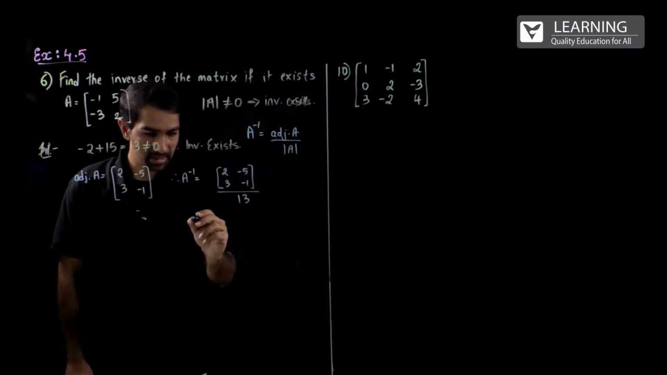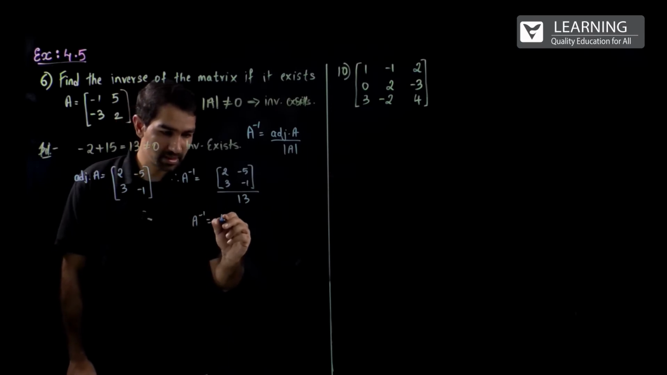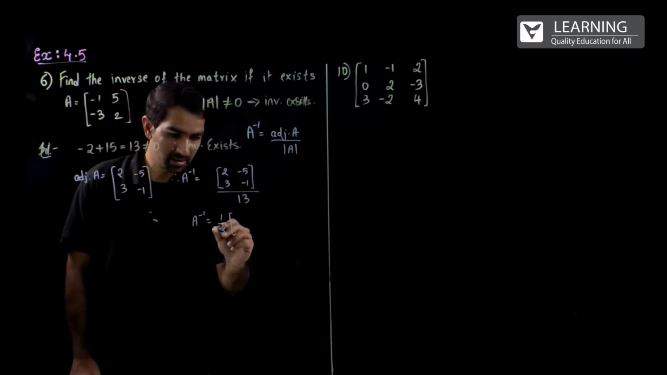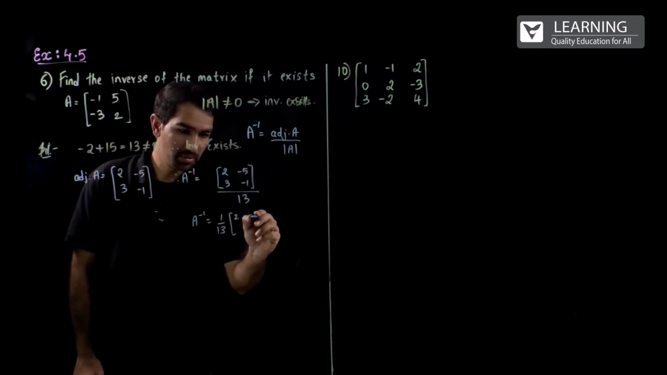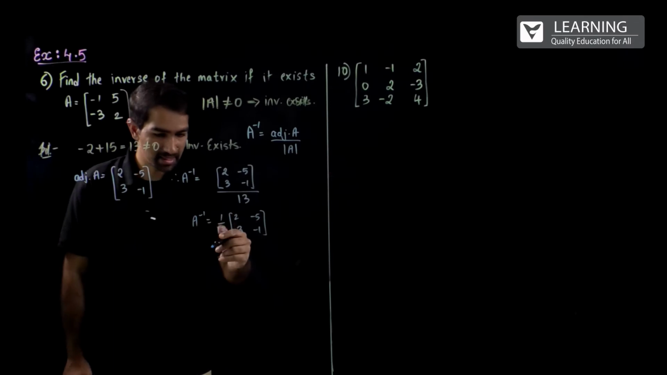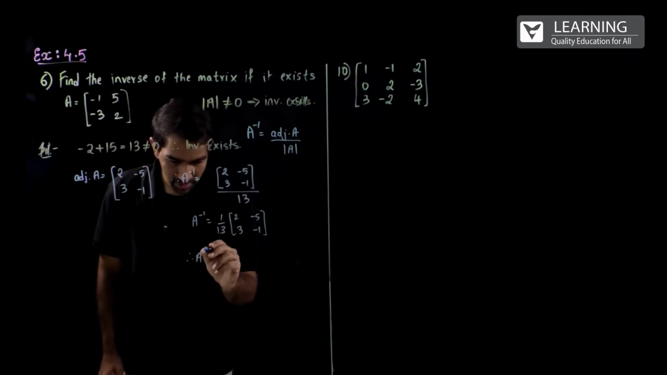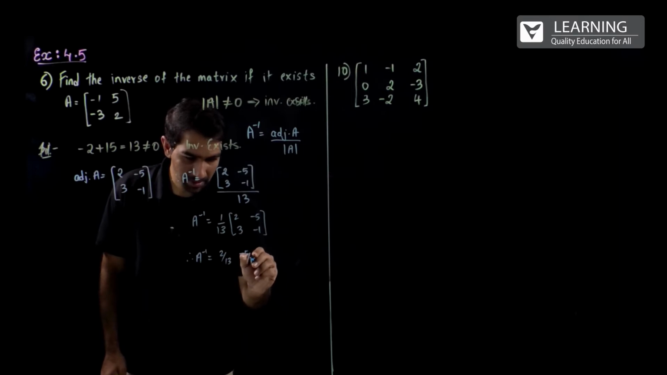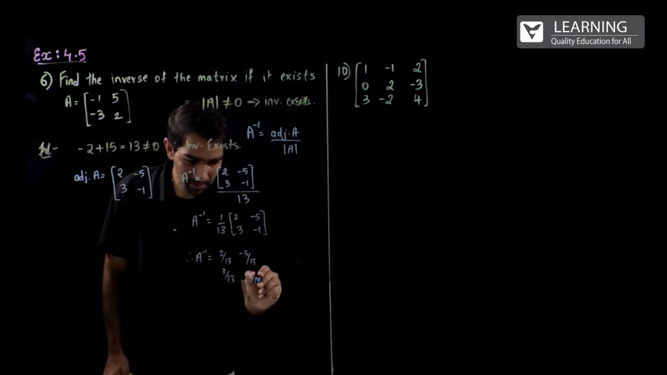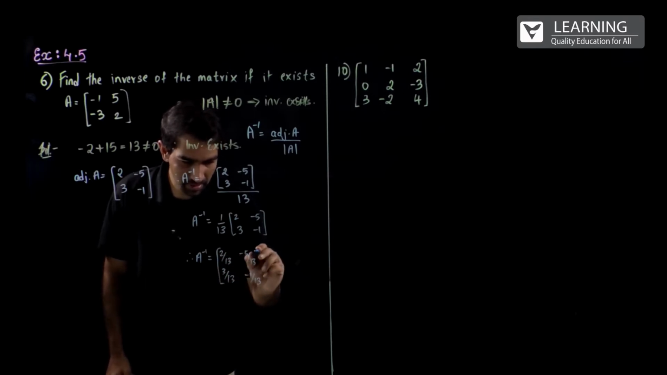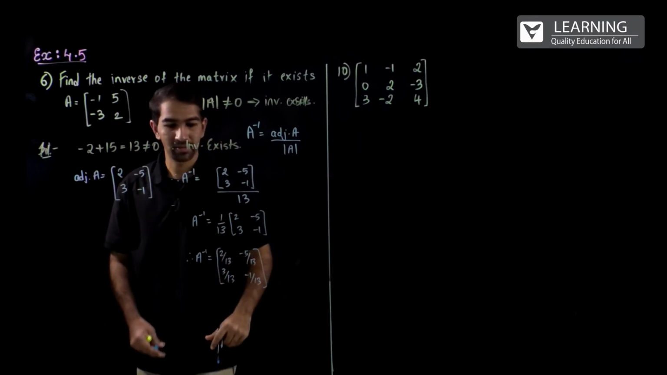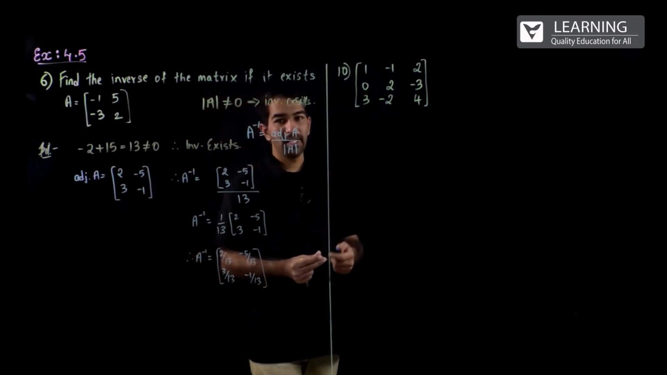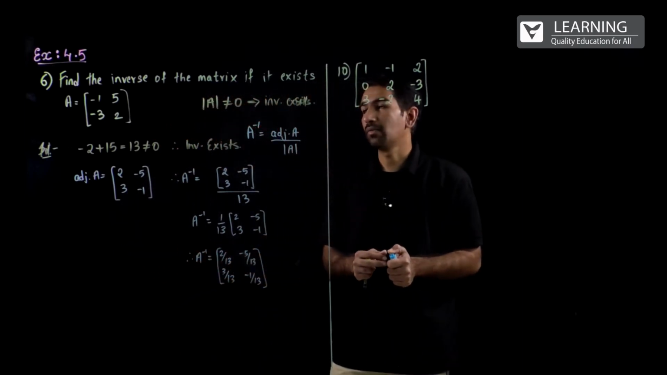So this again can be written as A inverse equals 1 by 13 of 2 minus 5, 3 minus 1. Multiply this inside, therefore A inverse will be equal to 2 by 13, minus 5 by 13, 3 by 13, minus 1 by 13. So this is our A inverse. Moving on to the next question. Same thing, we have to find out the inverse of this.